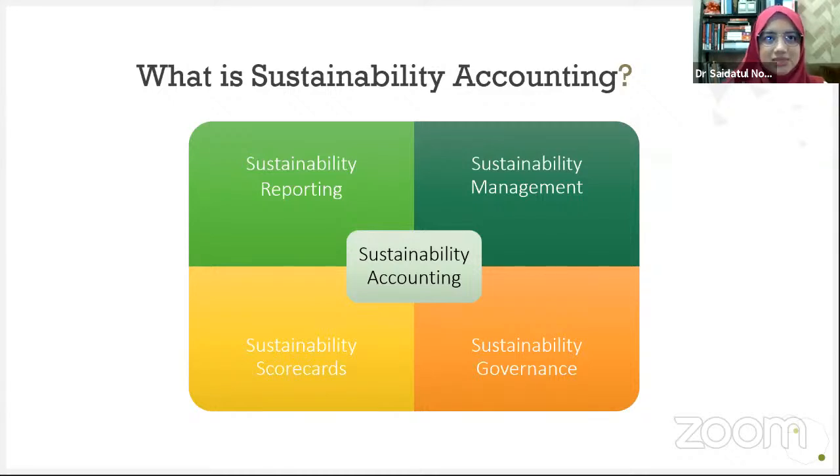How much pollution can you actually reduce this year, for example? So you have to have those scorecards as well. And sustainability governance, and all of this is actually sustainability accounting. In order for you to get the data, in order for you to say that you actually reduced your electrical consumption, for example, you also have to have all of this in order for you to claim that.